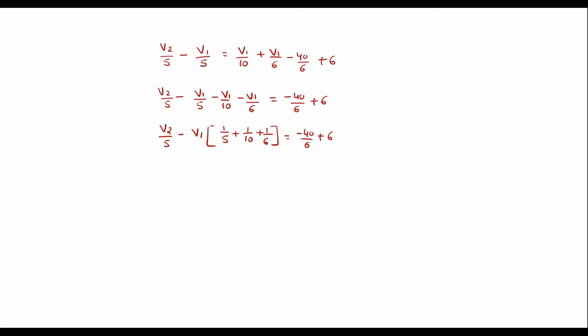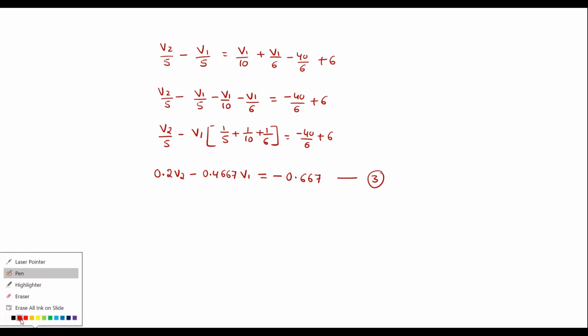Let me simplify this. Here 1 by 5 is nothing but 0.2 V2 minus, let me calculate this value, 0.4667 V1 is equal to, let me calculate this, 6 minus 40 by 6, which gives minus 0.667. So let me call it equation 3.